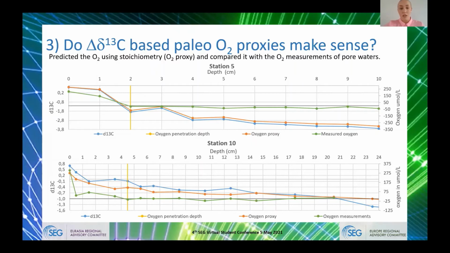While in station 10, you can see the lines are not as perfectly together. We measured the oxygen to be gone by 4.5 centimeters, while the calculations say that there should be oxygen present all the way down to 23 centimeters in the sediments, which was not the case. So in this case, it's not a good proxy to use.